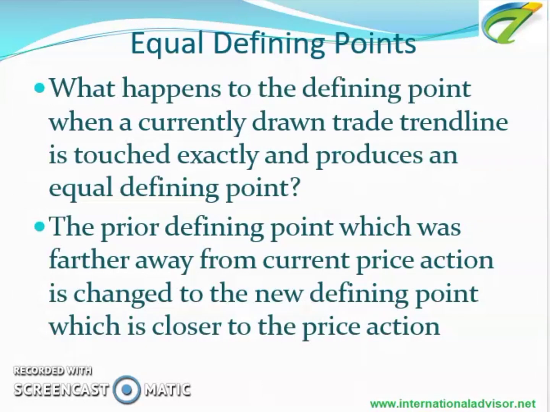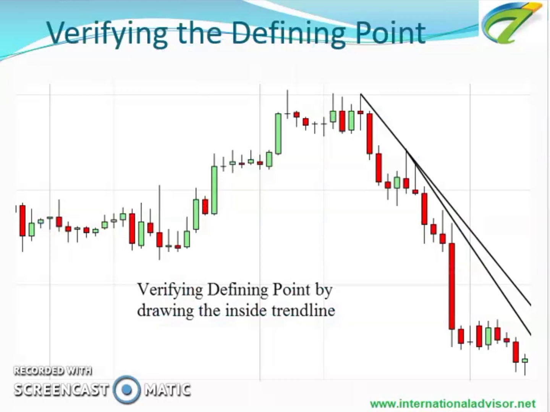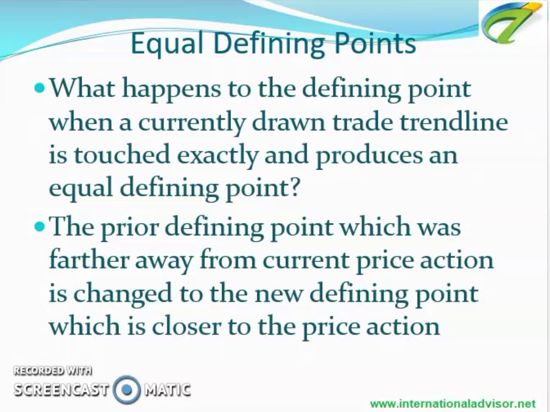Equal defining points, as we have seen in many examples like here, these two are defining points for this line, and in the previous slide we also studied what happened to the defining point when a currently drawn trend line is touched exactly and produces an equal defining point. The prior defining point, which was farther away from current price action, is changed to the new defining point, which is closer to the price action.